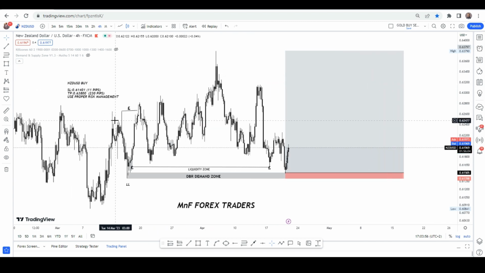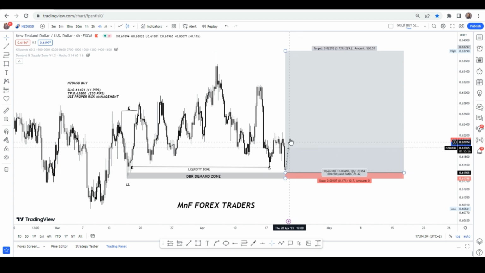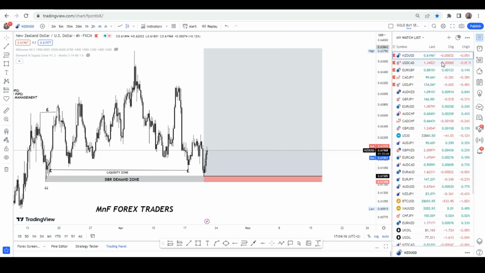You can see that this is a nice drop-based rally with equal highs right here. These equal highs were taken out, price tapped into our zone, and we've seen the market pushing to the upside. This trade right here is a 1 to 21 risk reward ratio. So far it has gone about 1 to 5 risk reward ratio. Absolutely amazing.